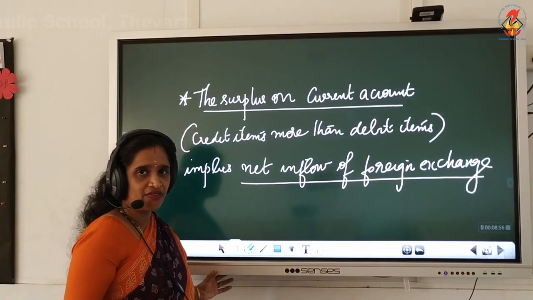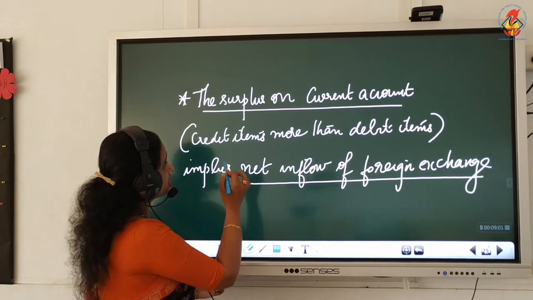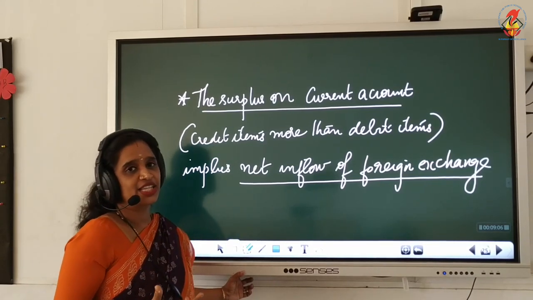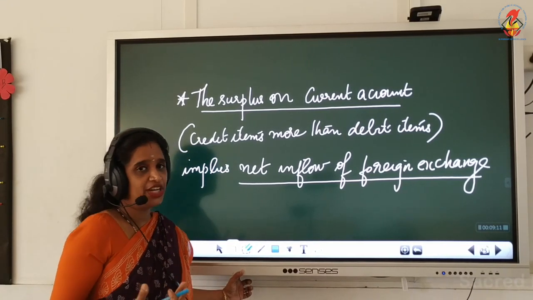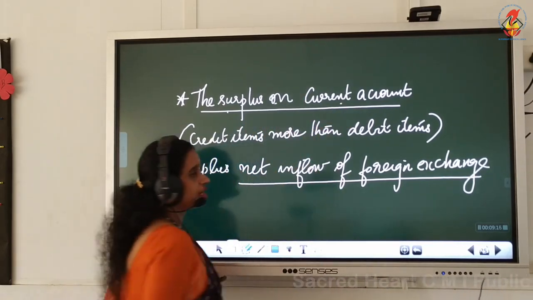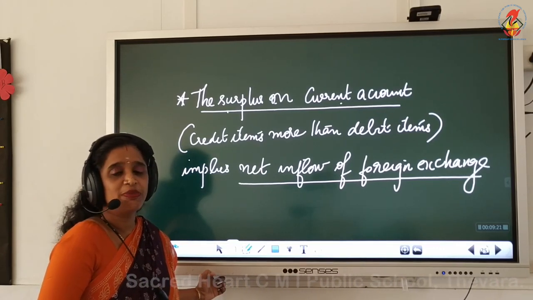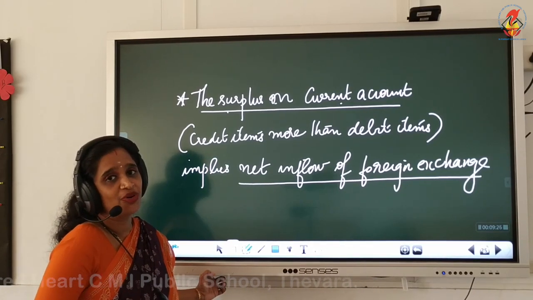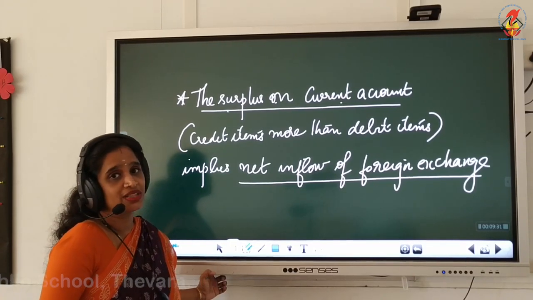The same thing that we have learned, we are explaining in different forms. So the surplus on the current account, we have to differentiate it like this because we are discussing a double entry book system, balance of payment accounting, where we need to know all these aspects. If a current account has a surplus, what does it mean? The credit will be more than the debit. All the credit items will be more than the debits.